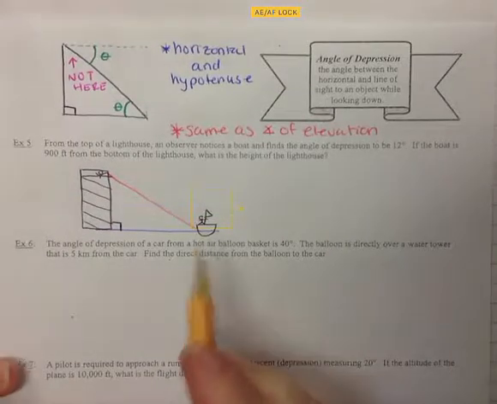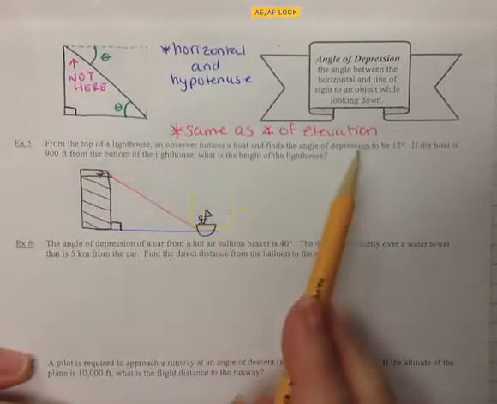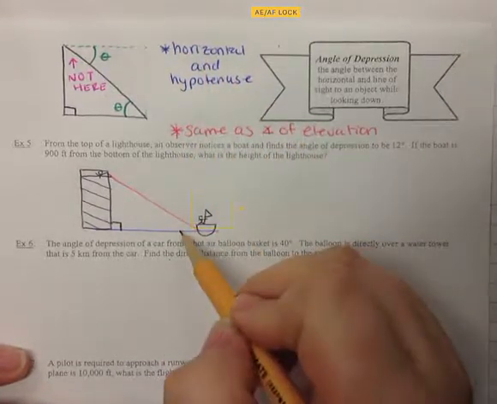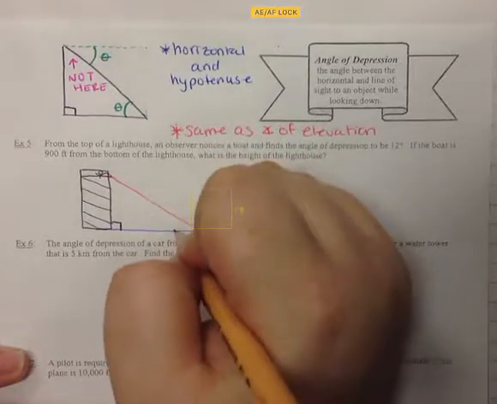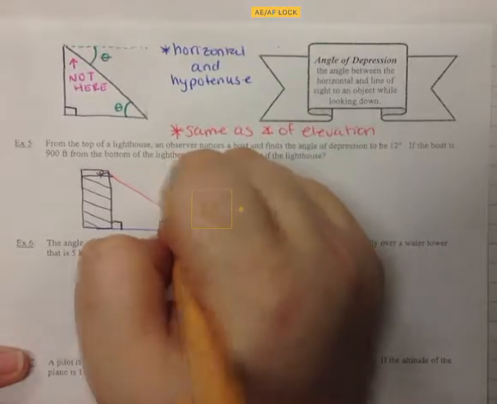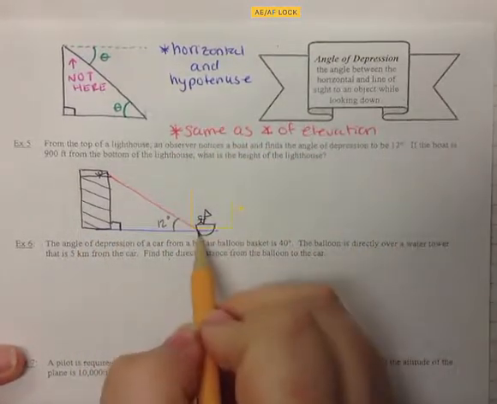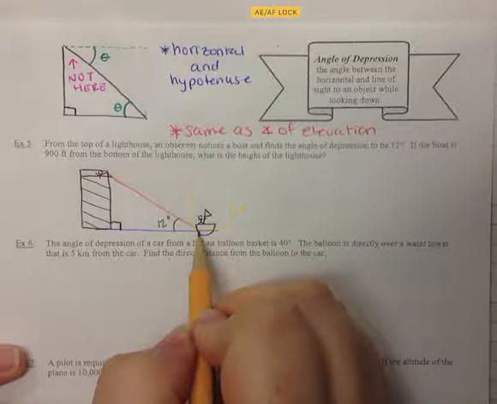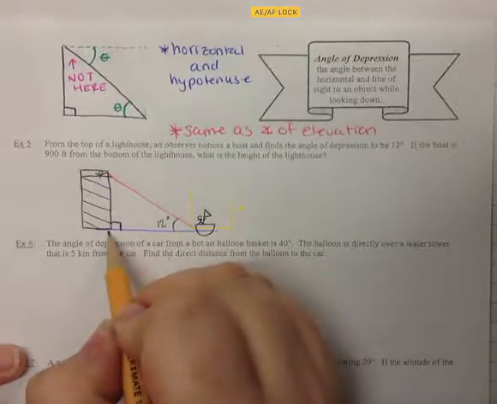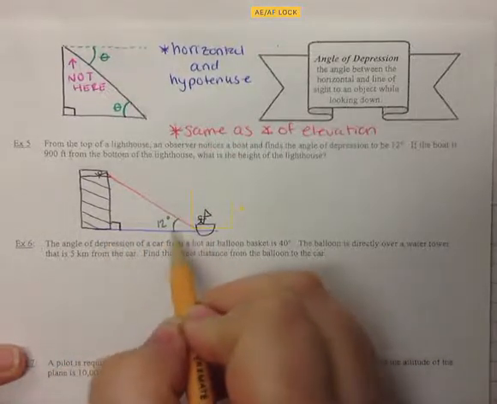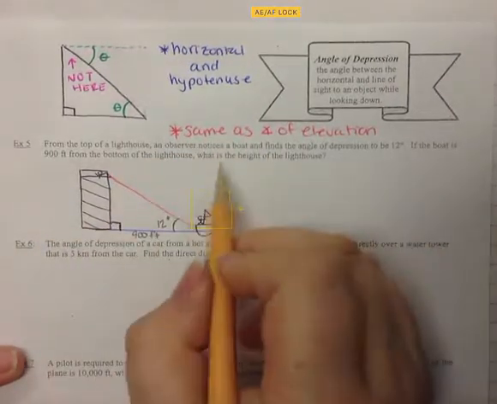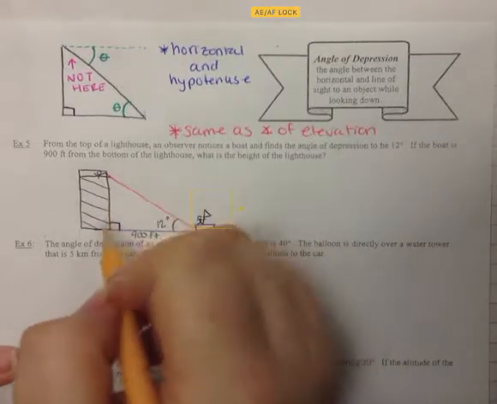It says from the top of a lighthouse, an observer notices a boat and finds the angle of depression to be 12 degrees. Again, depression is between the horizontal and hypotenuse. Well, the horizontal we have in here is the water, and the hypotenuse. So that's the same thing as the angle of elevation. This is 12 degrees. The boat, here's our boat, is 900 feet from the bottom of the lighthouse. So from the boat to the bottom of the lighthouse, that's where we put our 900. This is 900 feet. What is the height of the lighthouse? That's from bottom to top.